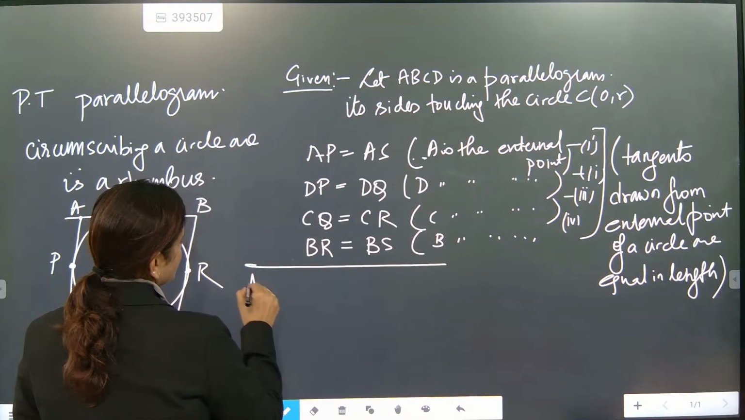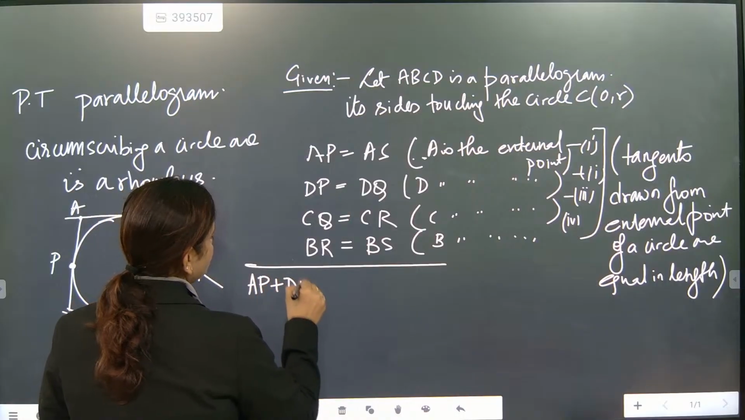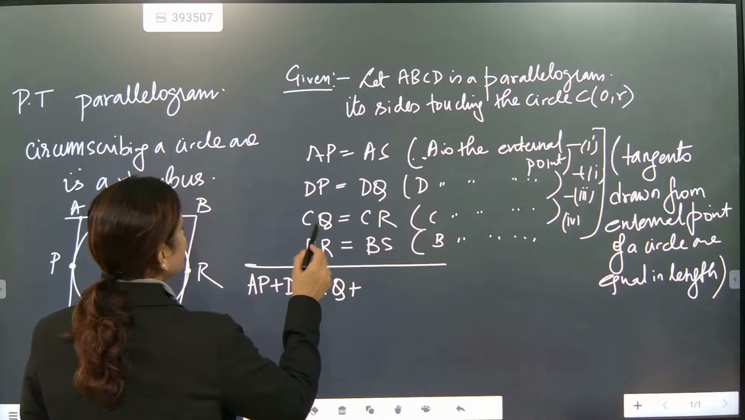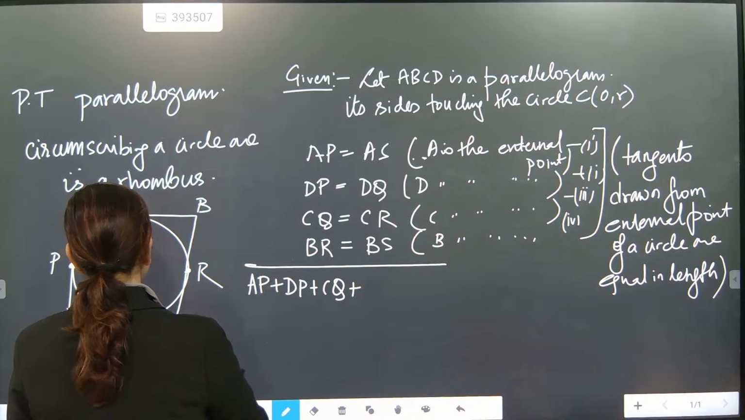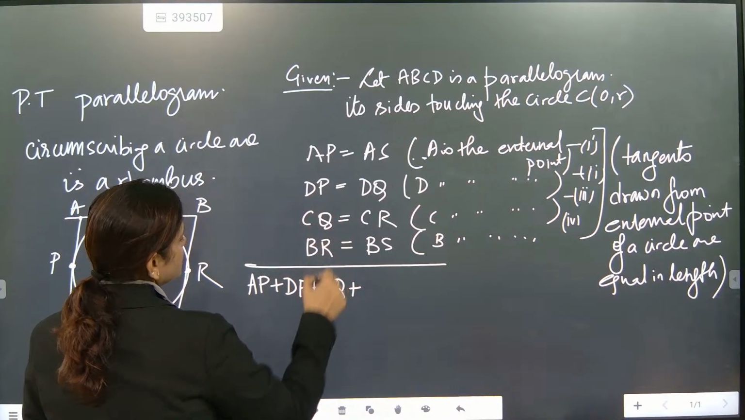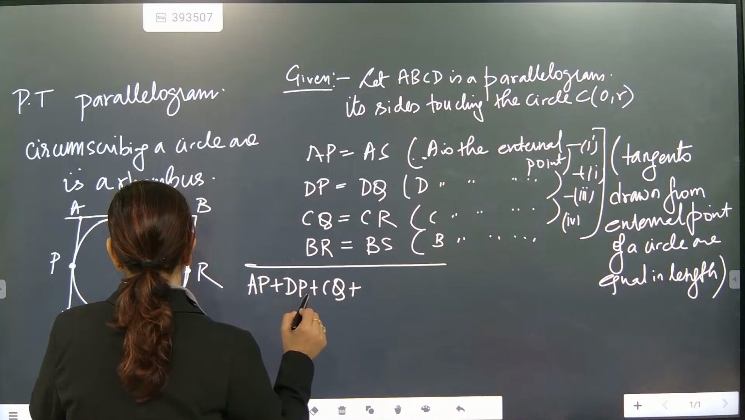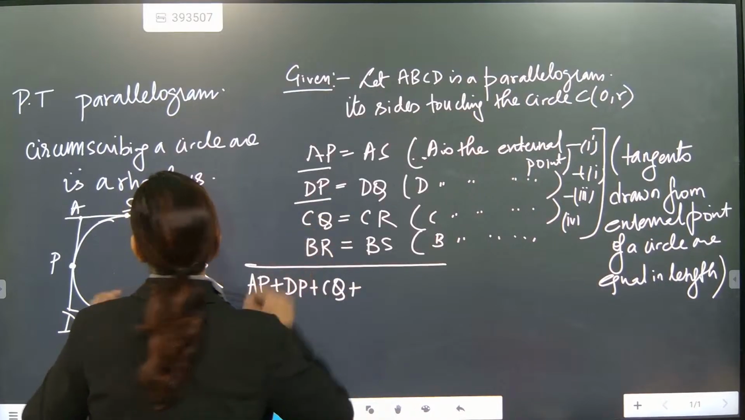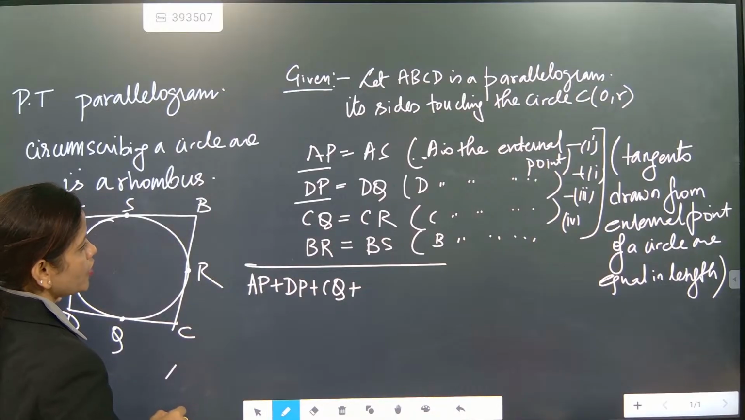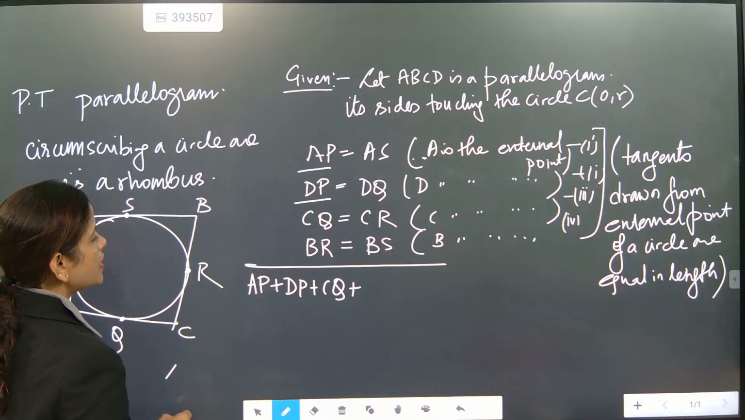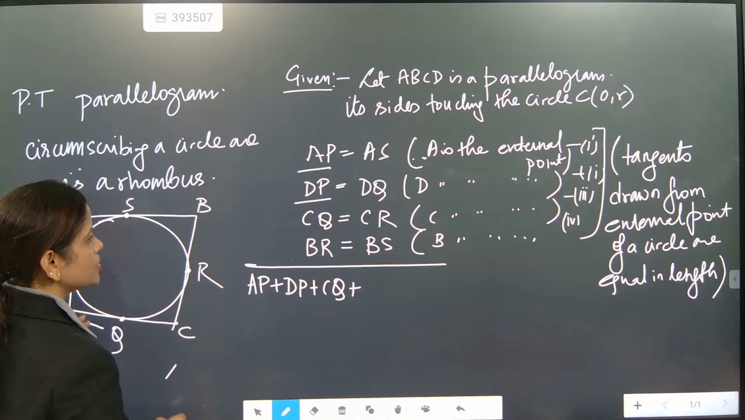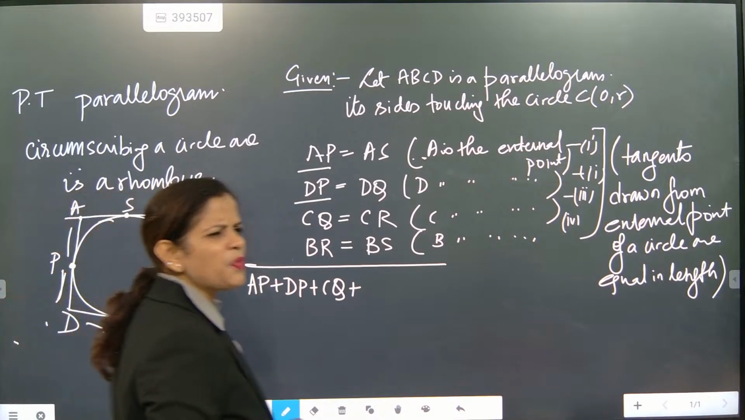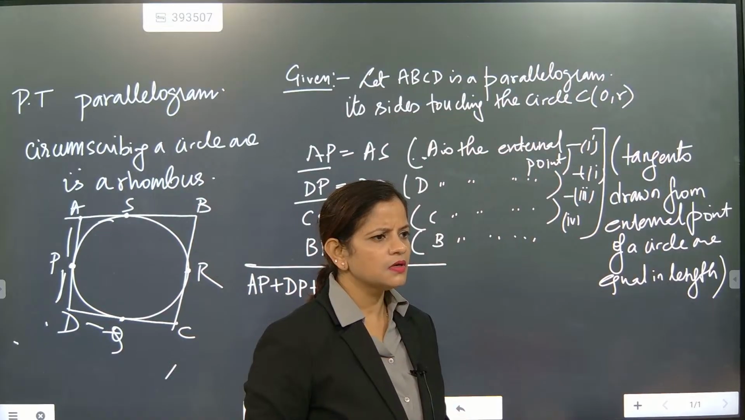Now look here. AP plus DP plus CQ plus C... If I am writing CQ, because see, look at CQ plus, I can take CR is there. AP and DP will join together. Now DQ section is there. So DP is equal to DQ.